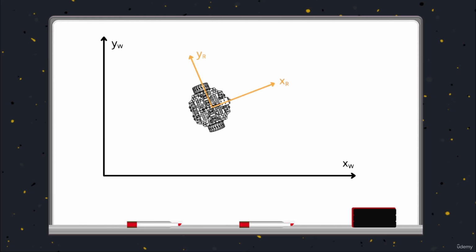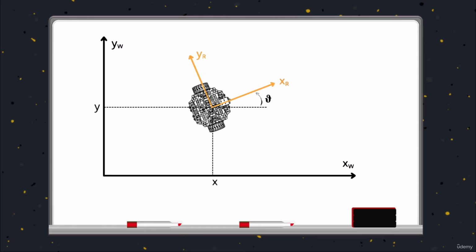Thus, the problem of defining the pose of a robot in a two-dimensional space now becomes the problem of defining the position and the orientation of the reference frame R with respect to the frame W. Having significantly simplified our problem, now we can intuitively say that we just need three variables to define the pose of the frame R with respect to the frame W. So the pose is defined by two variables that represent the coordinates x and y of the center of the frame R with respect to the center of the frame W, and the angle theta that represents the orientation of the frame R with respect to the frame W.